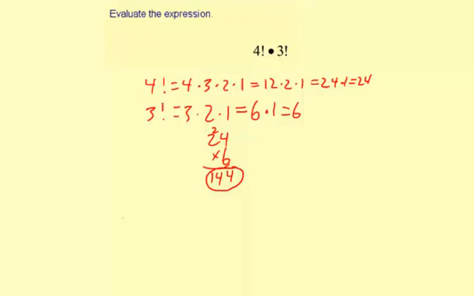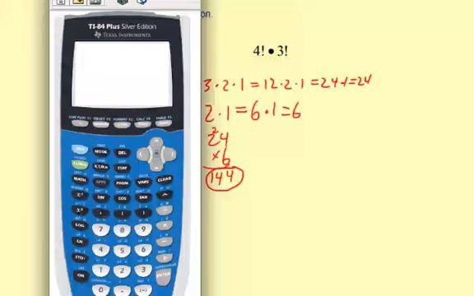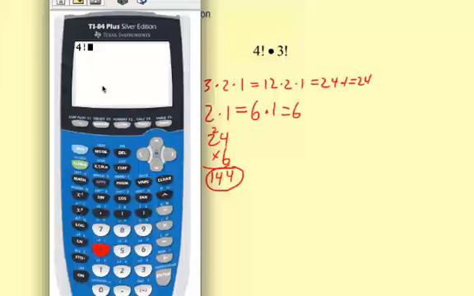Now let me show you how to do this on a calculator. On a calculator you have to look for the factorial key, or maybe somewhere in the menu. On this calculator, let me show you where it is. I hit the 4 first, and then I have to go to the math menu, and then go over to the probability menu. And then you can see right here, option 4 is the exclamation point, which means factorial. So I'm going to choose option 4, and then I have 4 factorial.